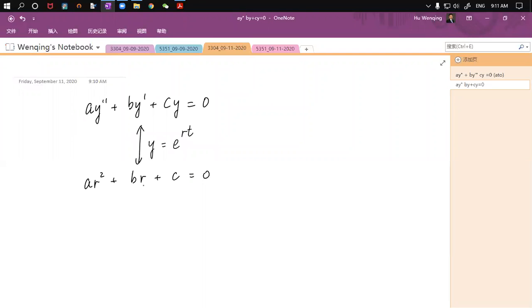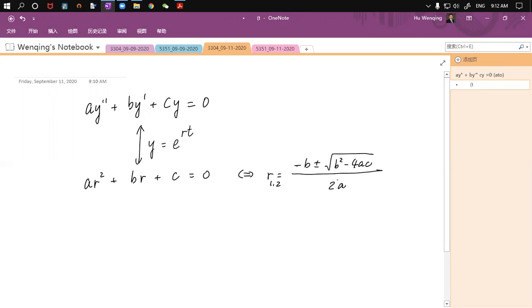So it's pretty clear how to solve this equation. R1,2 is equal to minus b plus or minus the square root of b squared minus 4ac, divided by 2a. That's the quadratic formula. Everybody learned it in high school, so you can solve it.